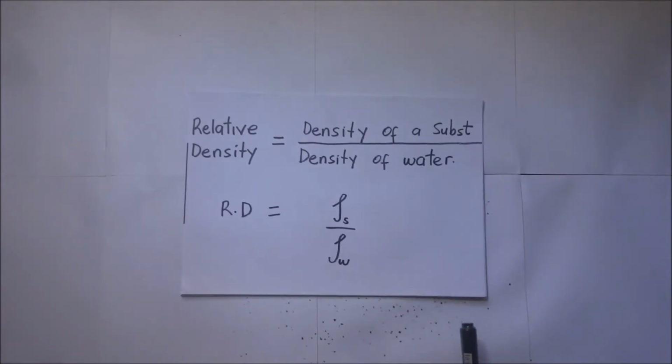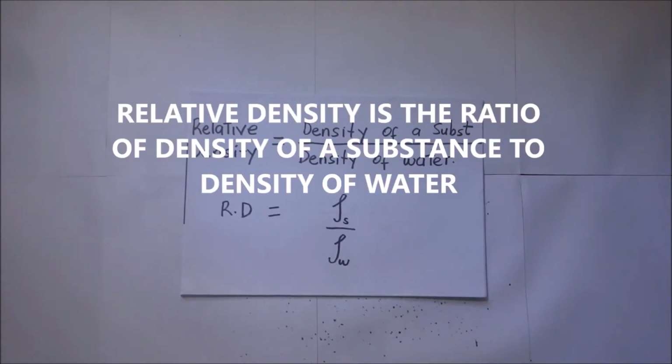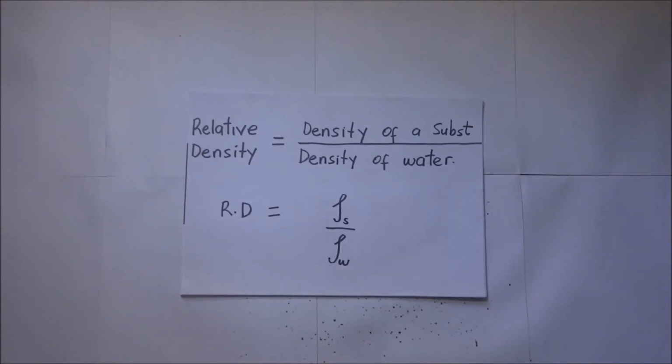So when it comes to relative density, by definition, relative density is simply given as the ratio of the density of the substance to the density of water. That is in general terms. However, the formula for relative density can be represented in many other ways.